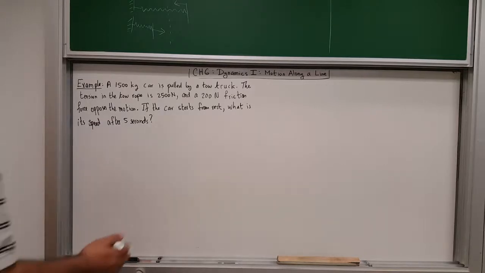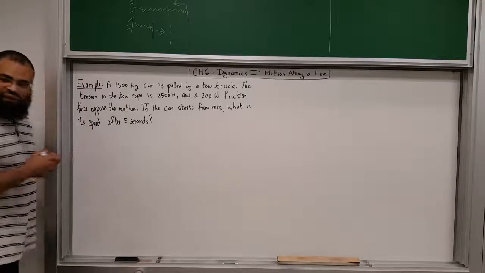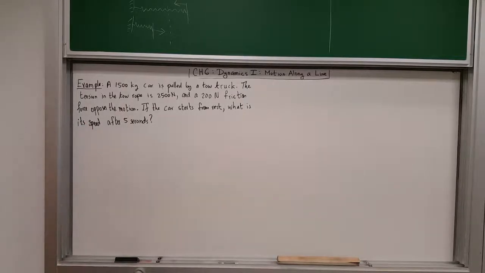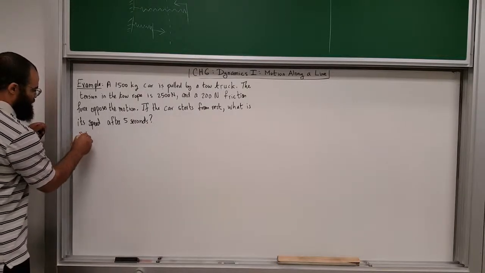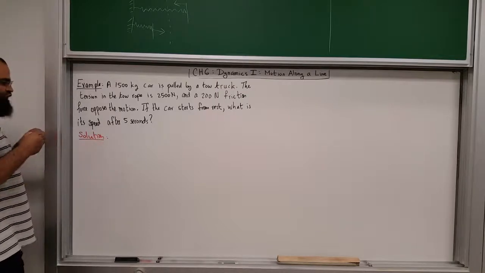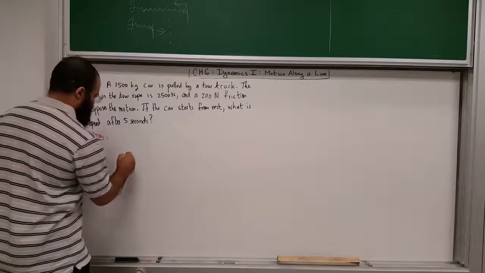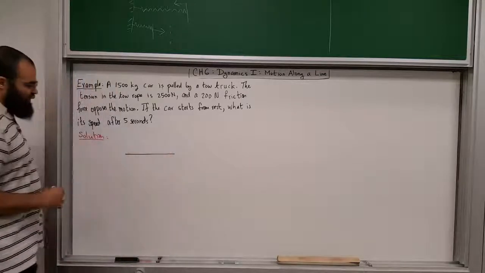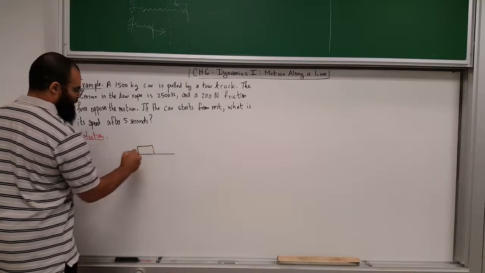So we're assuming here, since they didn't say it's an incline, that it's horizontal. Let me get my red pen. Here it is. I'll put a solution here. We have to draw a little picture to figure out what's going on. So it's horizontal here. Here is our car, nothing fancy, just a block for the car.